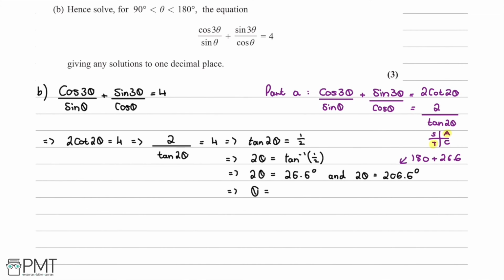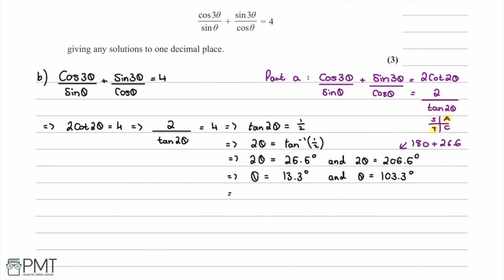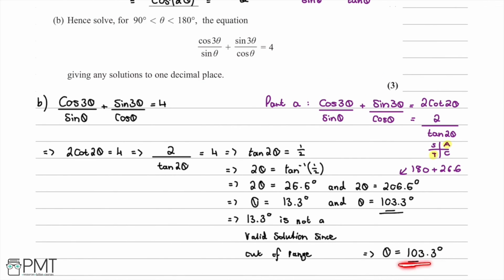So then we can now solve for theta by dividing everything by 2. So we'll have here with our first solution that theta is going to be equal to 13.3 degrees. And then we divide 206.6 by 2, which comes out as 103.3 degrees. And we remember in the question we were solving for theta between 90 and 180. So therefore we can say that 13.3 is not a valid solution because it's out of range. But we see that theta being equal to 103.3, that's a valid solution. So therefore we conclude that theta is going to be equal to 103.3 degrees. And we're asked in the question to give our solutions to 1 decimal place, and that's what we've done here with 103.3 degrees. So in this question, where were our marks available?